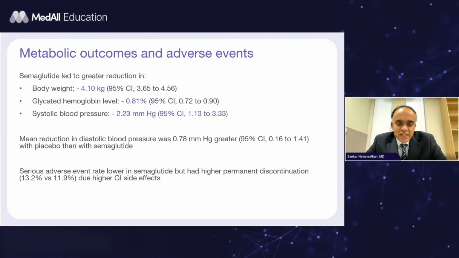The notable thing is the serious adverse event rate was actually lower in semaglutide overall, even though there was a slightly higher permanent discontinuation, as you could see, 13% versus almost 12%, which was actually due to the higher GI side effects, which are well known with this class of agents.